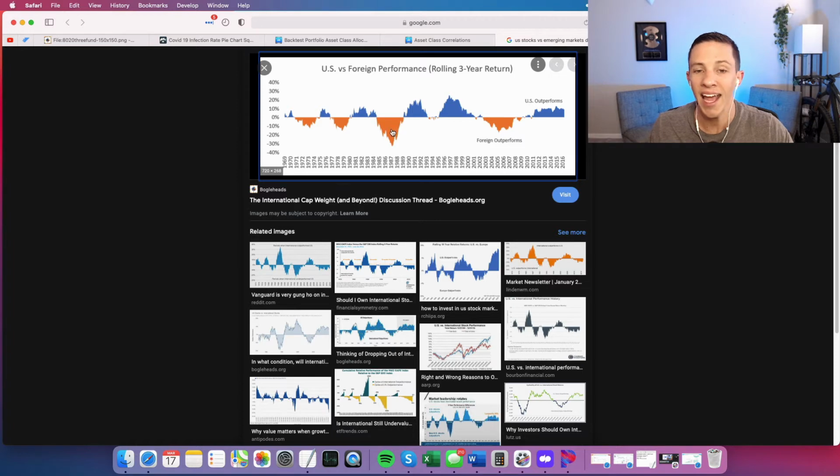We can see in the 80s, foreign stocks really outperformed US stocks. Through the 90s, US stocks pretty much took the cake. Through the 2000s, foreign stocks did better than US stocks. And recently, as we know, US stocks are on that really rip-roaring up trend.